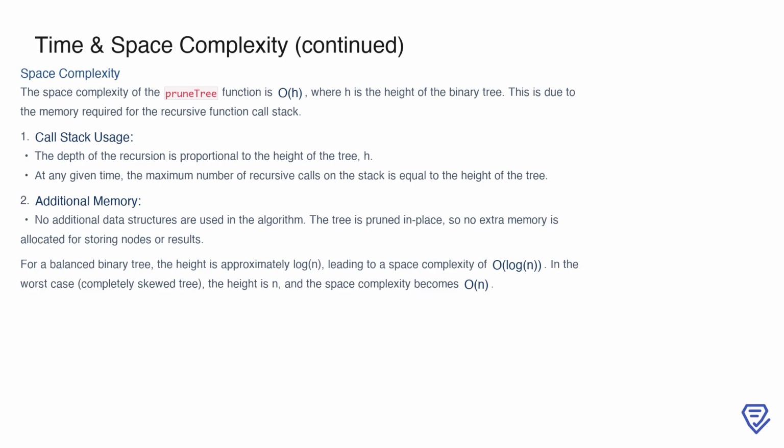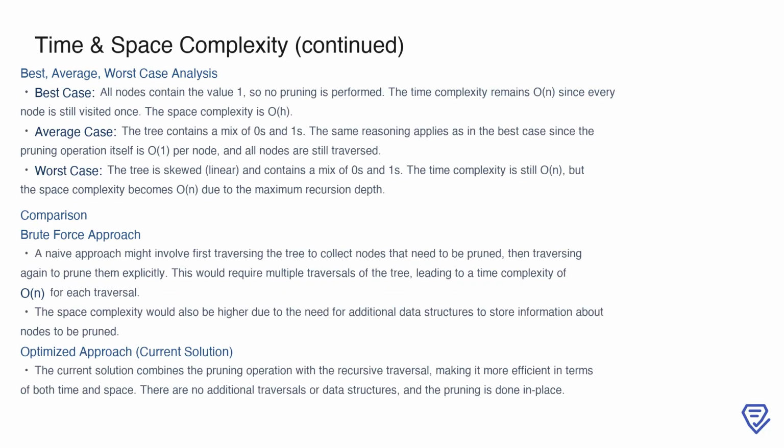Importantly, no additional data structures are utilized in this solution since the tree is modified in place. This ensures that the memory usage is limited to the recursive call stack, making the algorithm efficient in terms of space. Now let's analyze the best, average, and worst-case scenarios. In the best case, every node in the tree contains the value 1, meaning no pruning is necessary. Even in this scenario, the algorithm still visits each node once, so the time complexity remains O(n). The space complexity in this case is O(h), determined by the height of the tree.